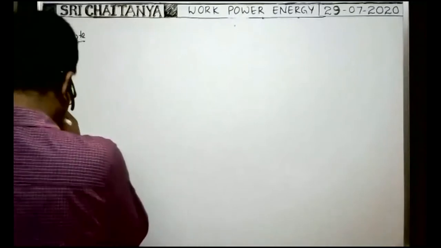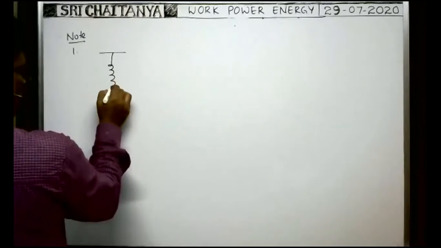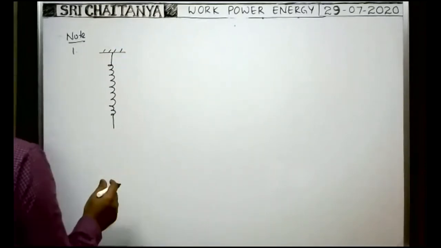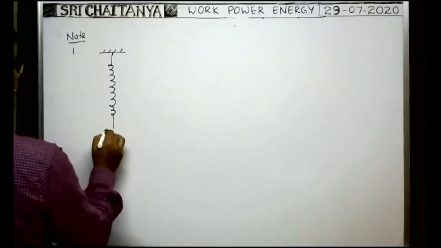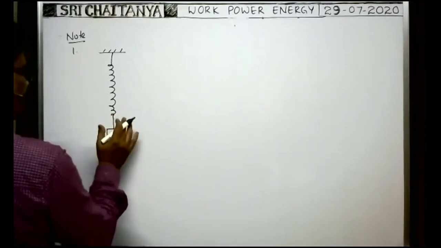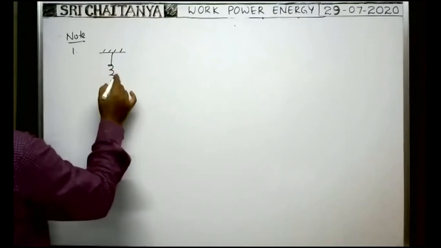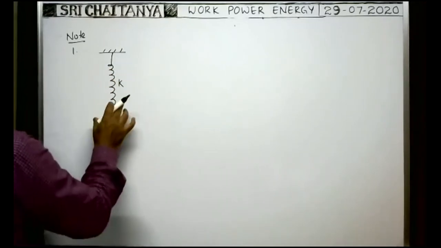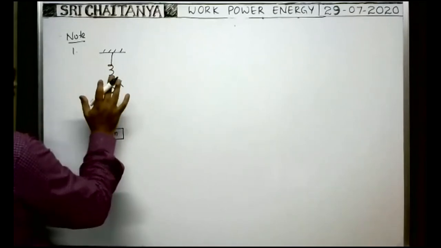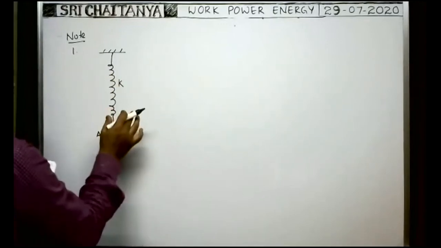Okay, note 1. Here, one spring is attached like this. One end of the spring is fixed to the rigid support, and at the other end, a block having certain mass M is attached. Initially, whenever the block is at A, no extension is there in the spring. The spring constant is K. It is a light spring. That means the mass of the spring is negligible. There is no extension or compression of the spring because of its own weight.